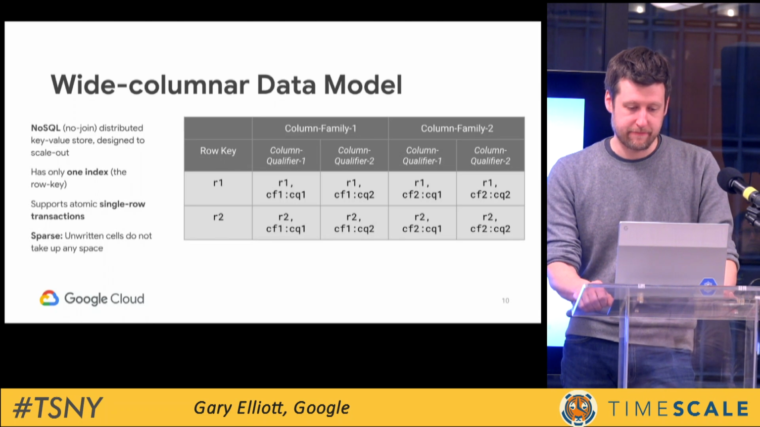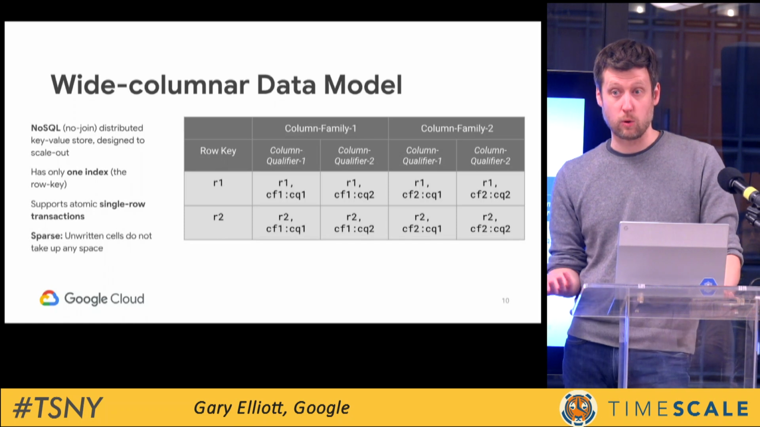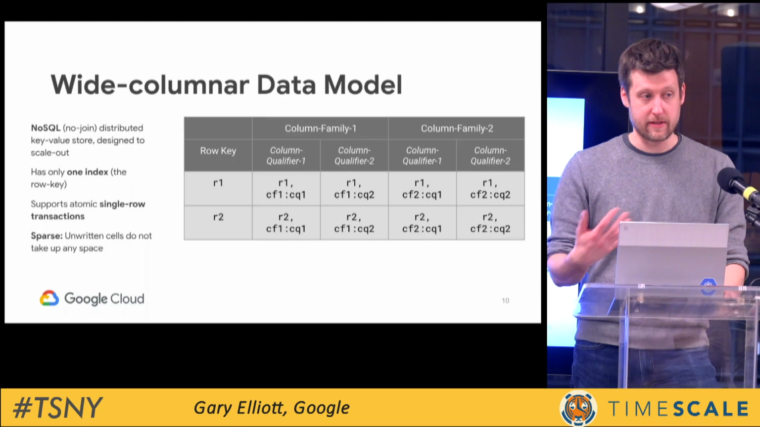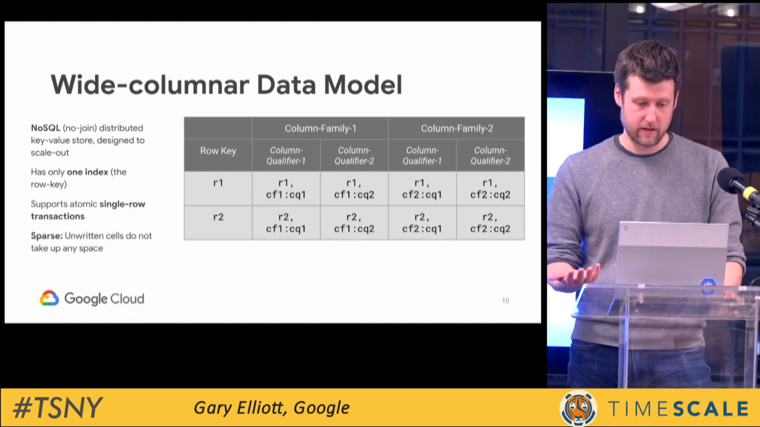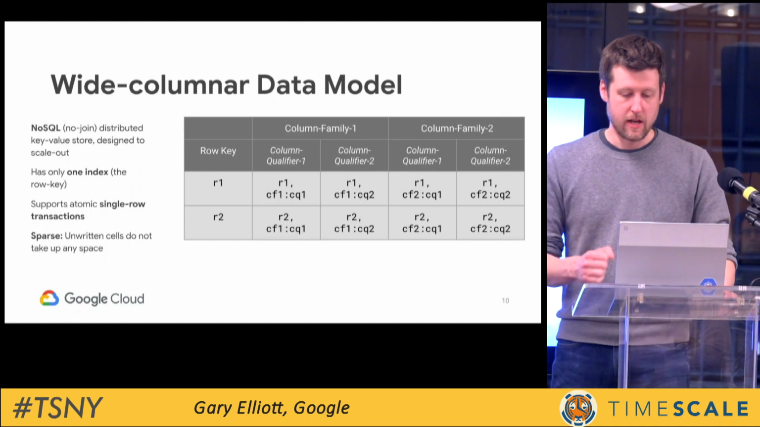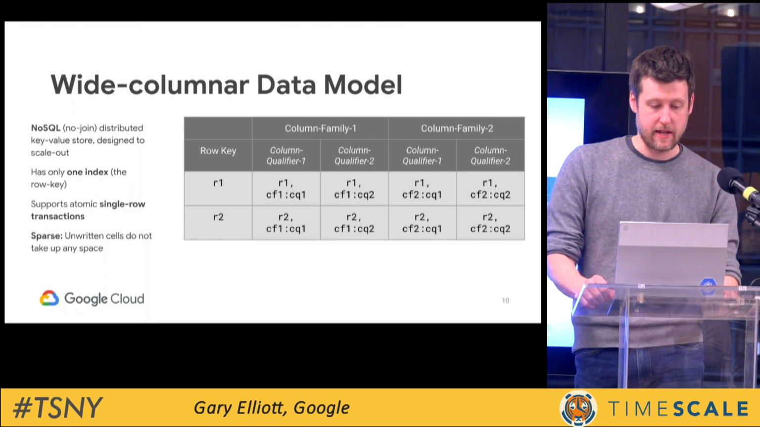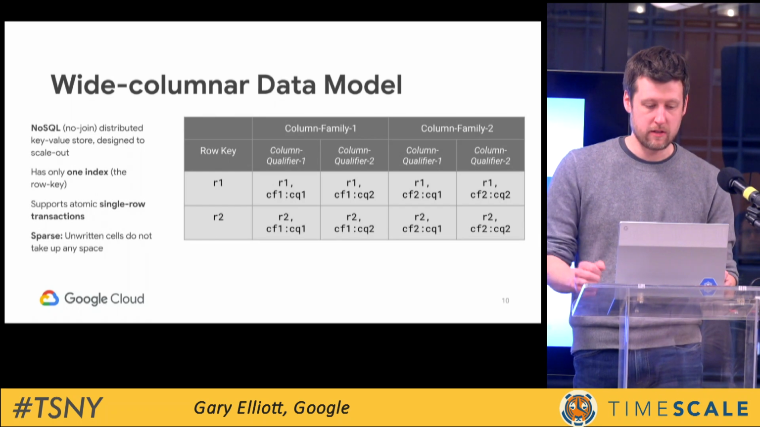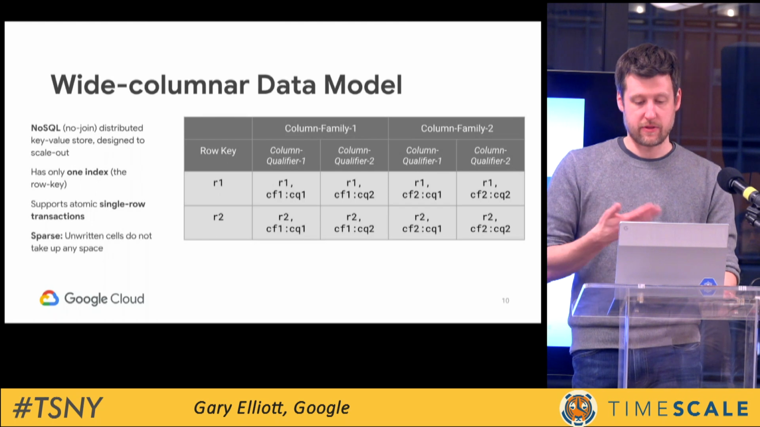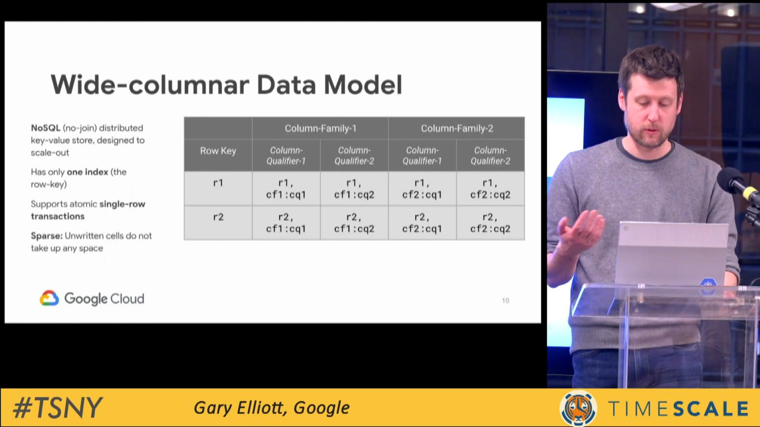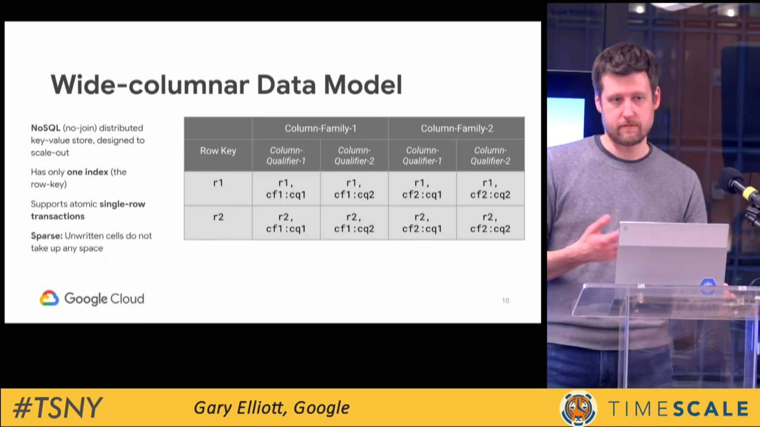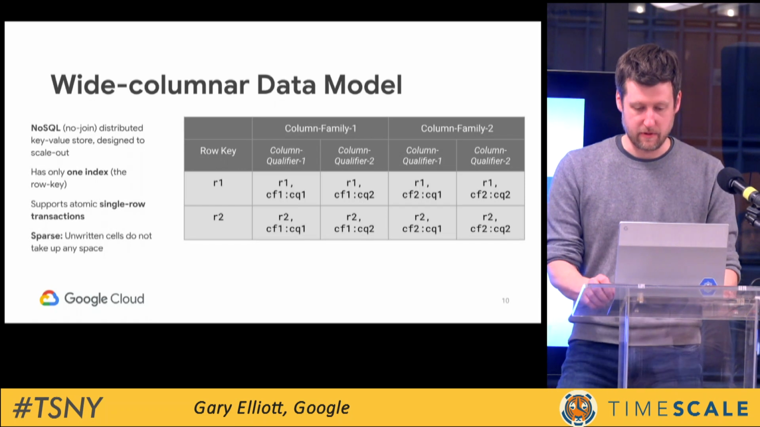Within a column family, you can have any number of column qualifiers. Remember, it's a schemaless NoSQL database. This is just more data. You set this on the fly. So you can have a column qualifier with any data in it. And this is a sparse data model, so unwritten cells don't take up any space. One row could have 3 column qualifiers, A, B, and C. Row 2 could have 3 column qualifiers, D, E, and F. That's perfectly fine.